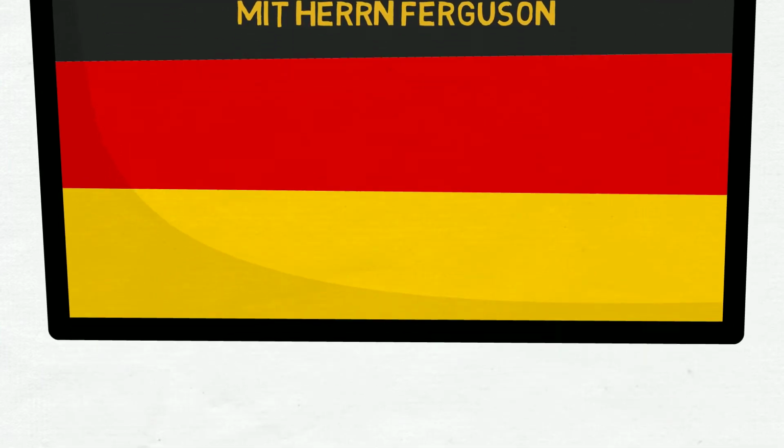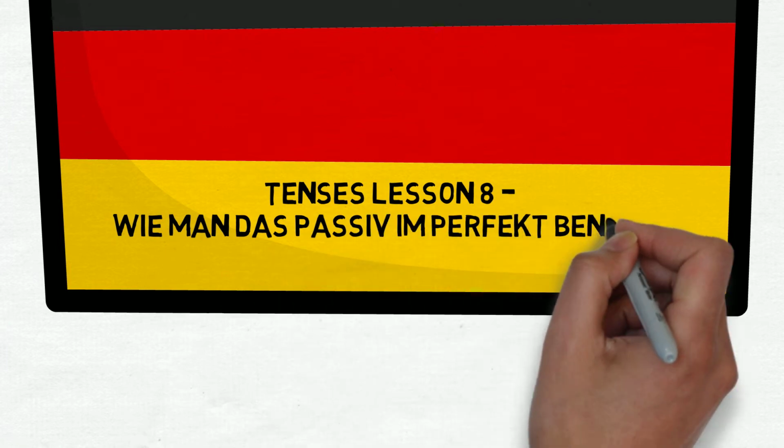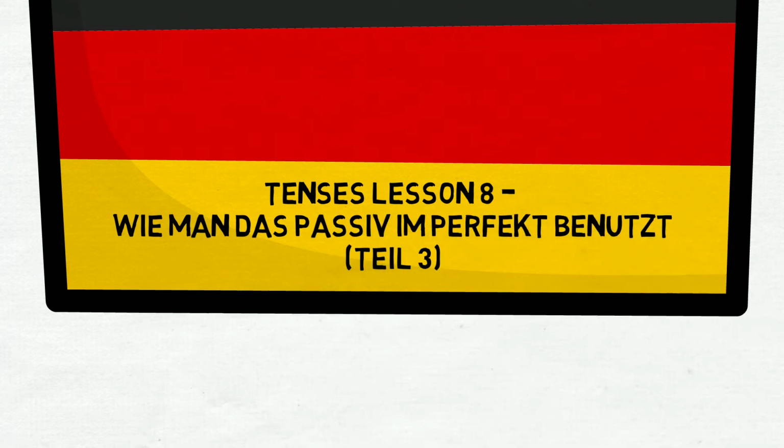Diese 8. Stunde über die Zeitformen, the 8th Tenses Lesson, ist, wie man das Passiv im Perfekt benutzt. How to use the passive voice in the perfect tense.